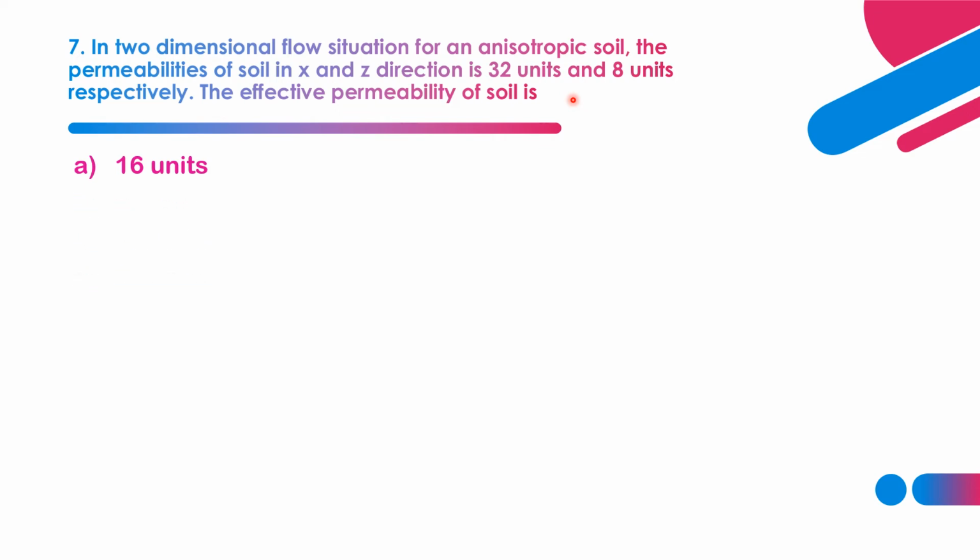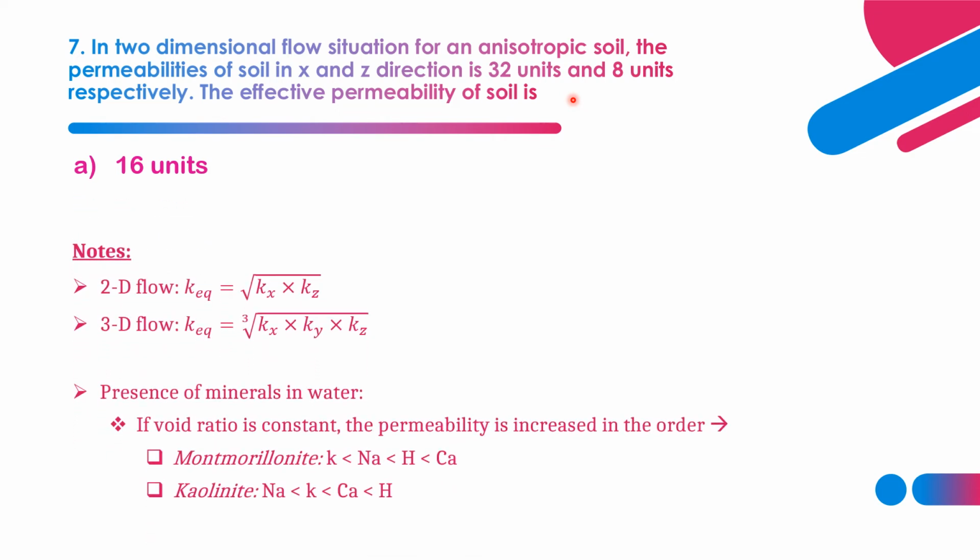Here the answer is option A, 16 units. Now we shall see how it is calculated. Since the directions given are only 2, that means it is a two-dimensional flow. For two-dimensional flow, k equivalent is given as root of kx into kz. We know kx and kz values, that is 32 into 8, that becomes 256. So root of 256 is 16.